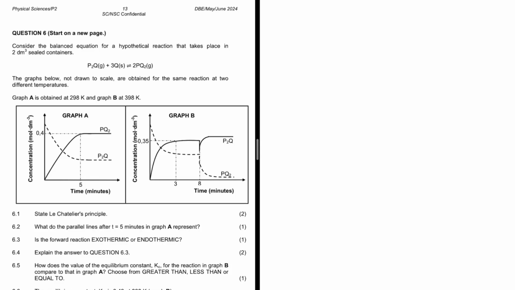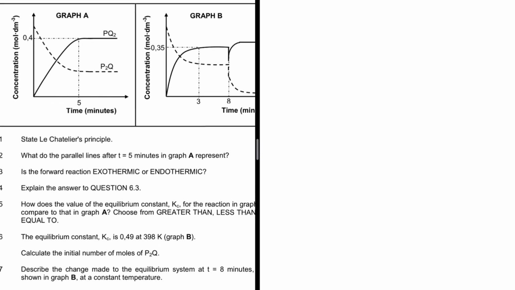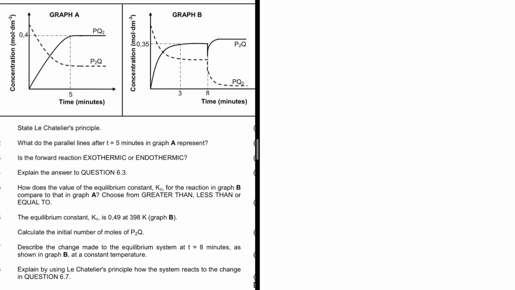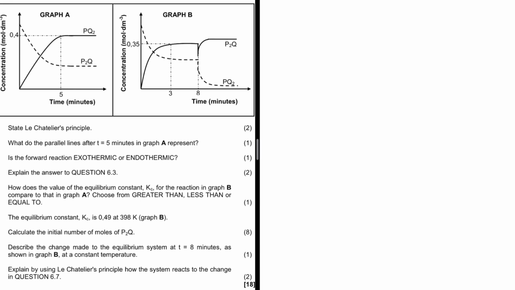I was very close to concluding that there is something wrong with this question, because that's what we usually run to when we can't seem to answer a question. So let's take a look at 6.6 here. The question is saying the equilibrium constant Kc is 0.49 at 398 kelvins, and that is in graph B. Okay, and then the question itself: calculate the initial number of moles of P2Q. The initial number of moles of P2Q.